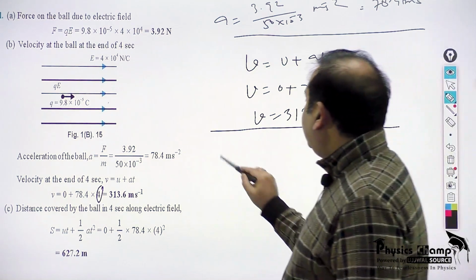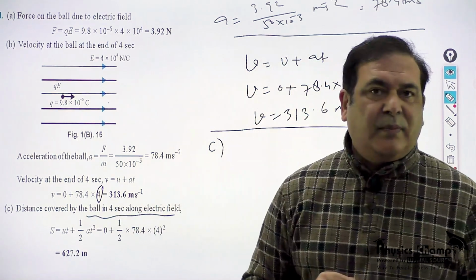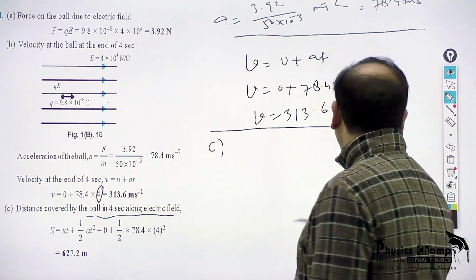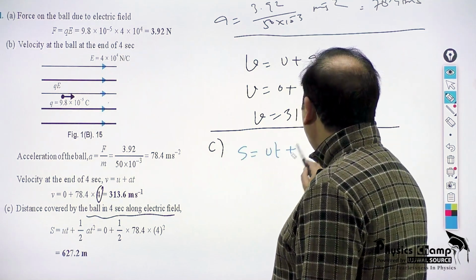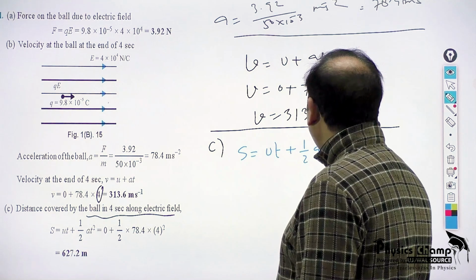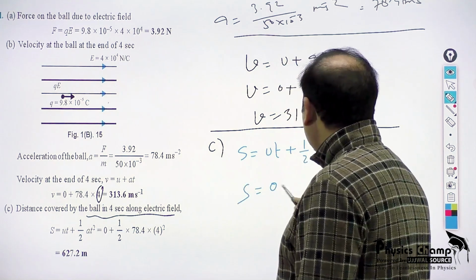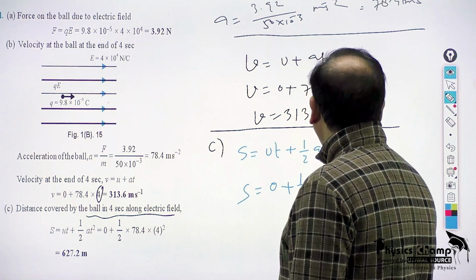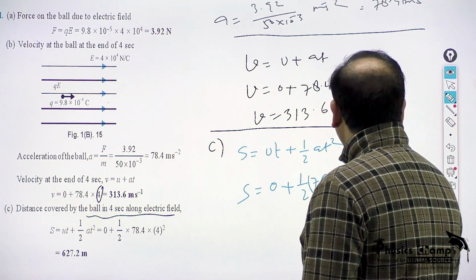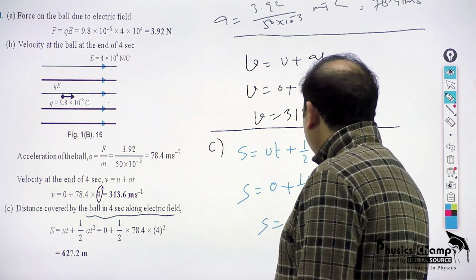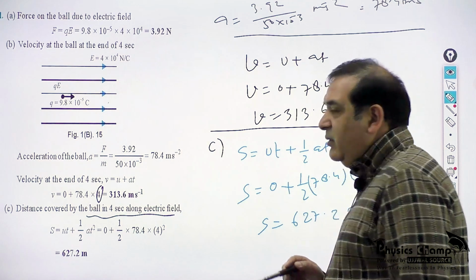Part C asks for the distance covered in 4 seconds. So I want to calculate the distance covered in 4 seconds. S is equal to ut plus half at square. Initial velocity of the ball is 0. Acceleration is 78.4 and t square is 4 square. So we can get the distance covered as 627.2 meter. That is the distance covered in 4 seconds.